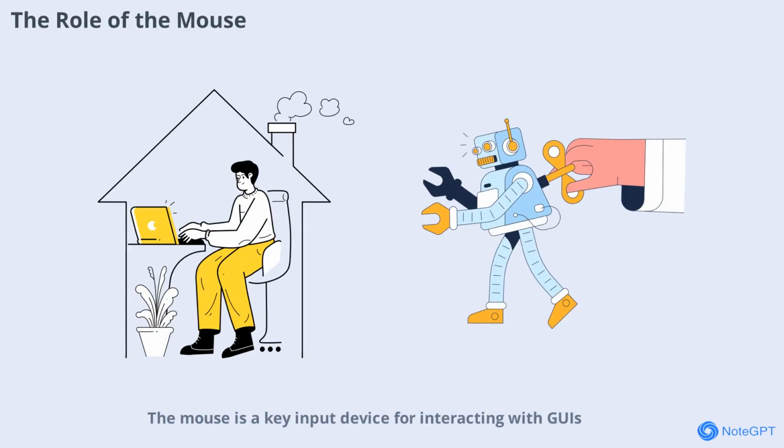The mouse is a key input device for interacting with GUIs. By moving the pointer and clicking on graphical elements, users can select, drag, and drop items with ease. The mouse made it possible to navigate complex interfaces quickly, replacing the need for memorizing keyboard shortcuts or commands. Its invention was a turning point in making computers more accessible to the general public.